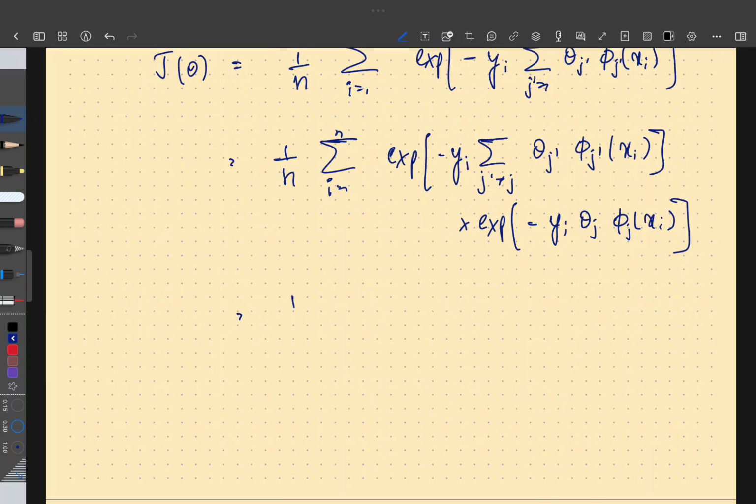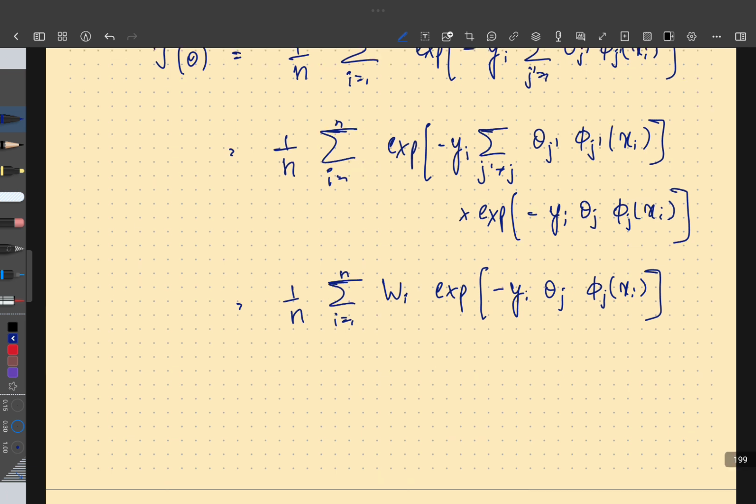So let me write this as 1 over n, summation i equal to 1 to n. Let's call this w_i, e to the power minus y_i theta_j phi_j of x_i. Okay.